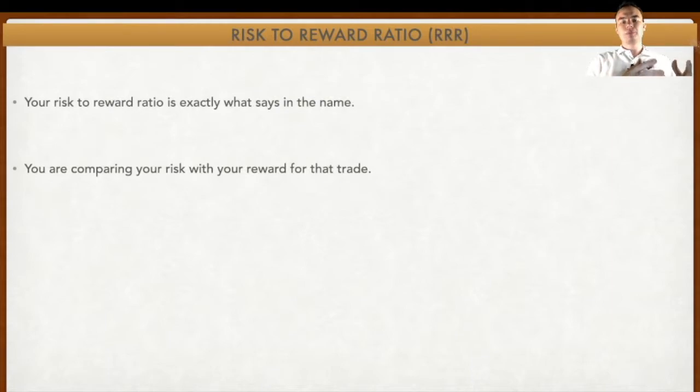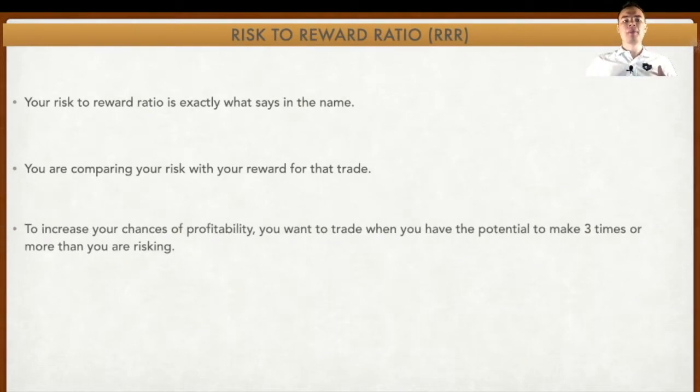Like I said, you're comparing your risk to reward. You get bad risk to reward ratios, neutral risk to reward ratios, and good risk to reward ratios. This helps you increase the chance of profitability, especially over the long run. It will help with your profitability.